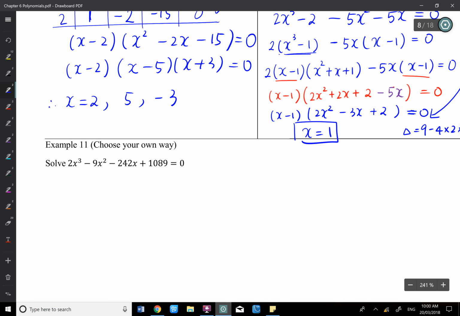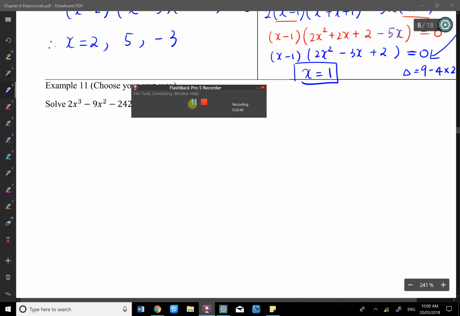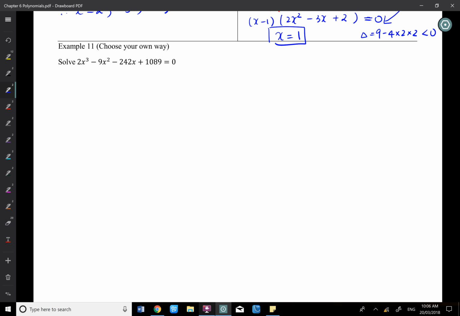Alright, the last one, example 11. I'll give you 5 minutes. You think about the best way to do this question. All the things we have done above are good methods. So you choose a method to think about this question. Which way do you think is easier to do this one? What method do we choose for that? Grouping, like which two group together?